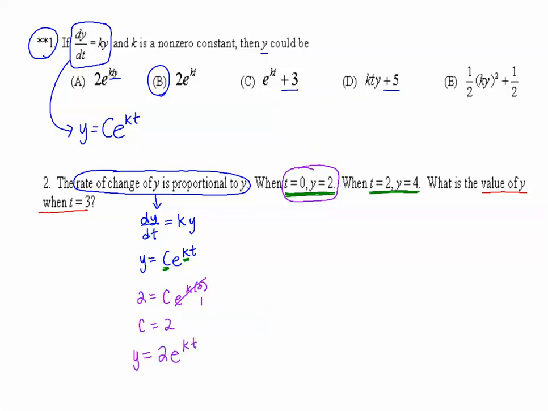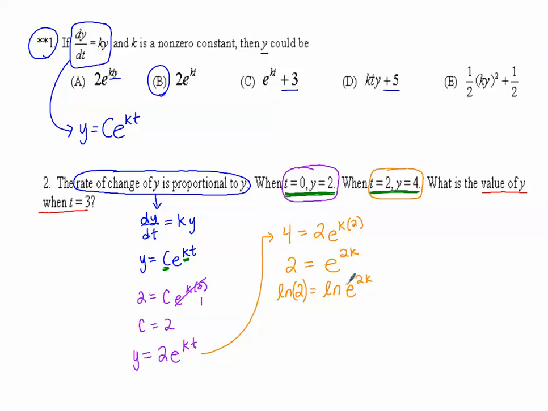Let's go to the second initial condition. T equals 2 when y equals 4. So now from here, y is 4 and t is 2. 2e to the k times 2. I need to get the e to go away, but first I have to get the 2 away from the e. So I'm going to divide by 2, and I get 2 equals e to the 2k. If I have to make the e go away, I'm going to take the natural log, and therefore I have to do it of both sides.